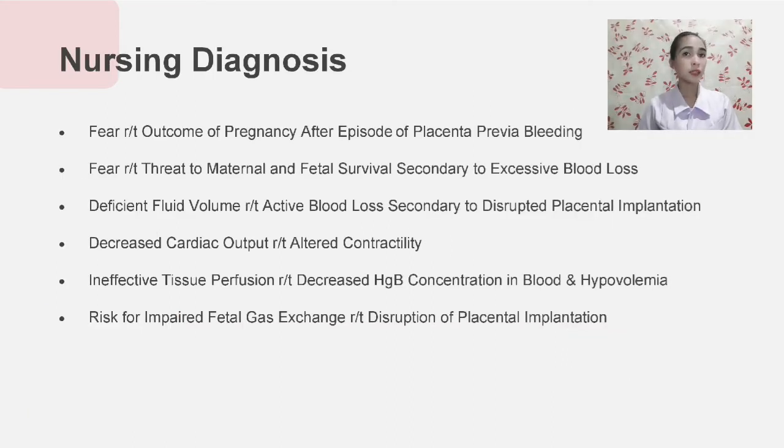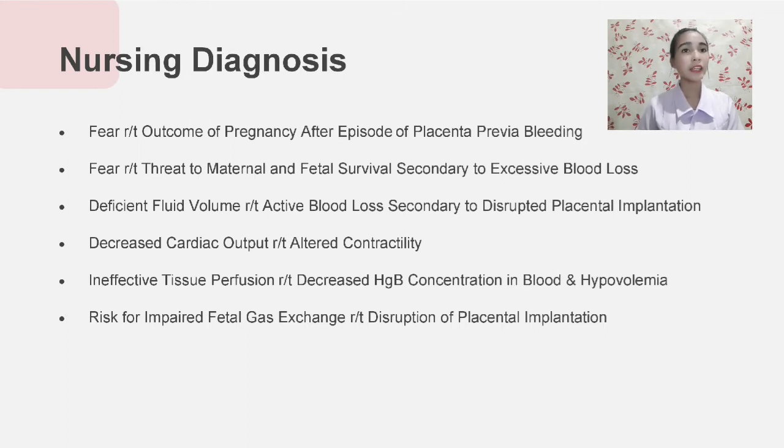So here are possible nursing diagnoses. Fear related to outcome of pregnancy after episode of placenta previa bleeding. Fear related to threat to maternal and fetal survival secondary to excessive blood loss. Deficient fluid volume related to active blood loss secondary to disrupted placental implantation. Decreased cardiac output related to altered contractility. Ineffective tissue perfusion related to decreased hemoglobin concentration in blood and hypovolemia.